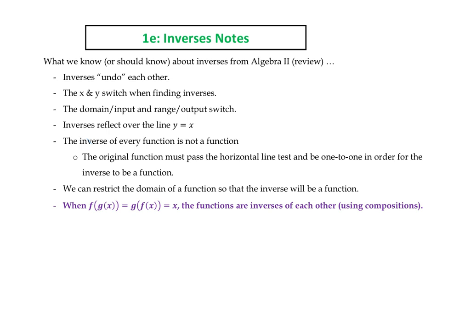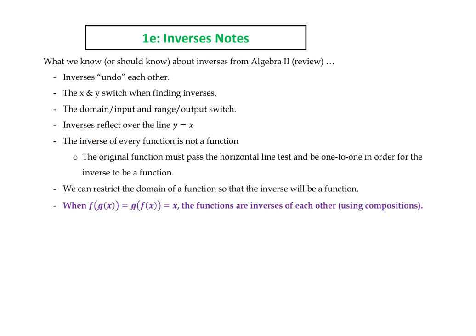The original function must pass the horizontal line test and be one-to-one in order for the inverse to be a function. So if you've got a graph, you can see if the inverse is going to be a function or not by, just like the vertical line test, checking that it passes the horizontal line test.